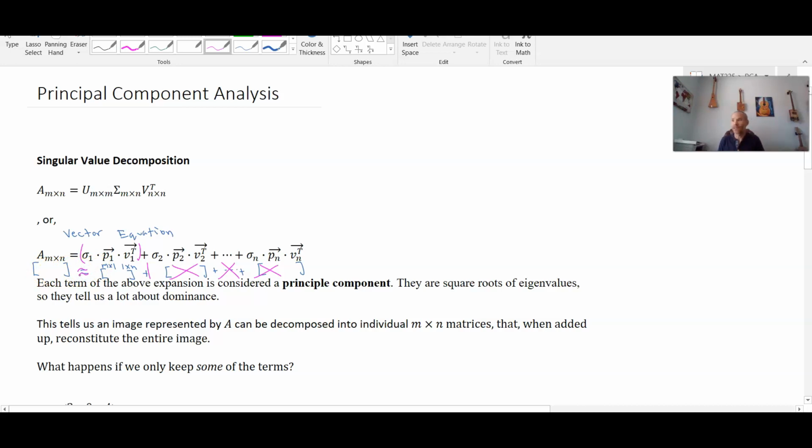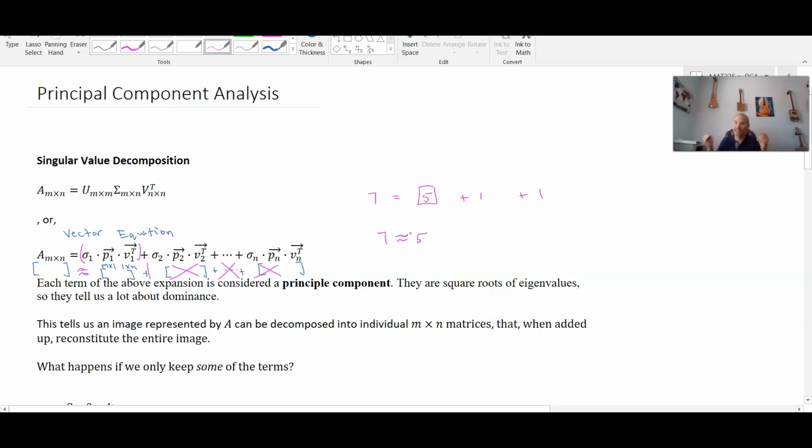I'm writing approximately equal to, because if I only kept, say, the first or second principal components, then I wouldn't quite reconstitute A in its entirety. So it's sort of like saying if I take the number 7 and I write it as 5 plus 1 plus 1, and I only keep the first term of that expansion of 7, then I can say, well, 7 is approximately equal to 5. Now, what do we mean by approximately?